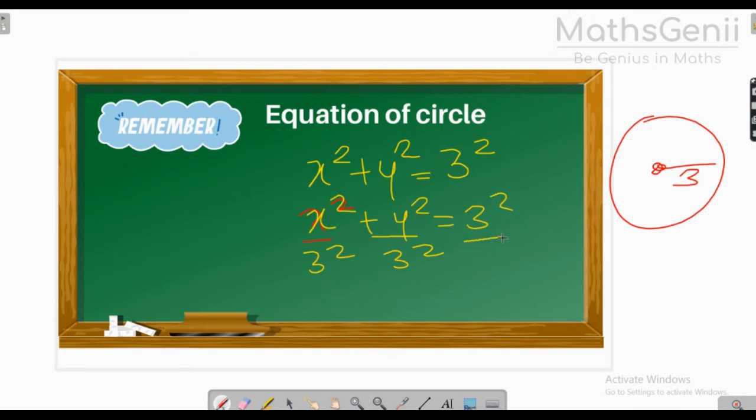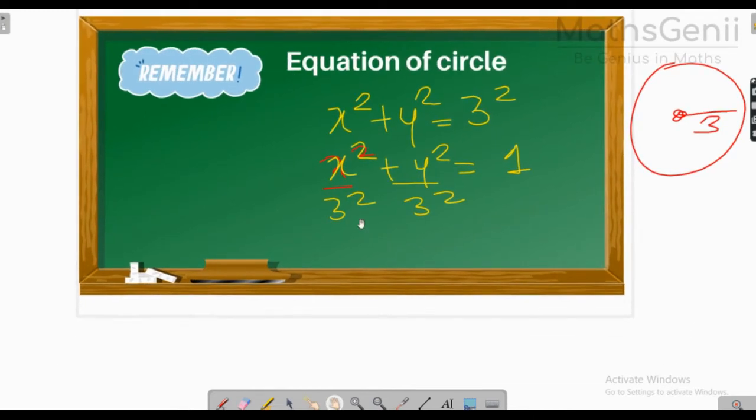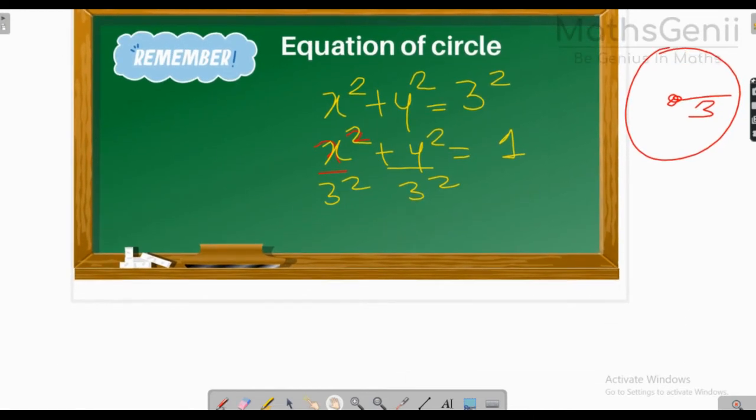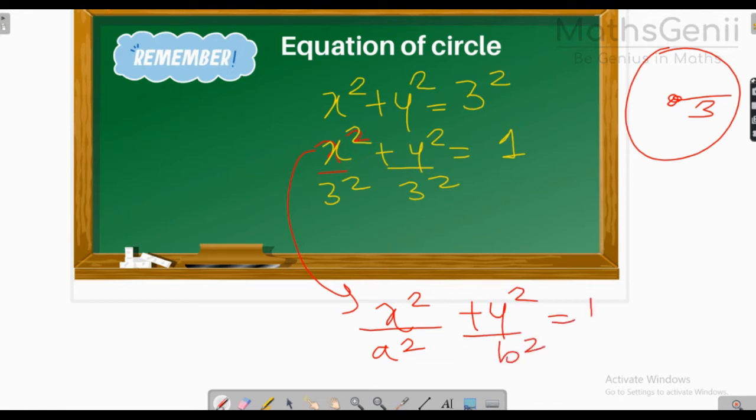So 3 square upon 3 square is nothing but 1. Correct? So can I write 1 here? This is your equation of ellipse. Of course, the denominators are not going to be the same, but the equation of ellipse looks like x square upon a square plus y square upon b square is equal to 1. So it was so simple. If you knew the equation of circle, you can easily get to equation of ellipse.